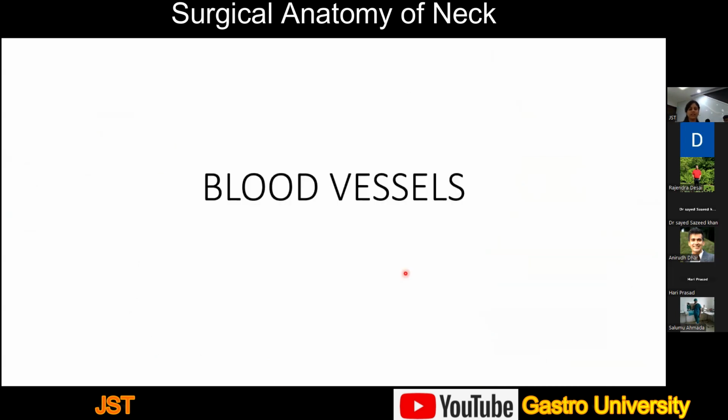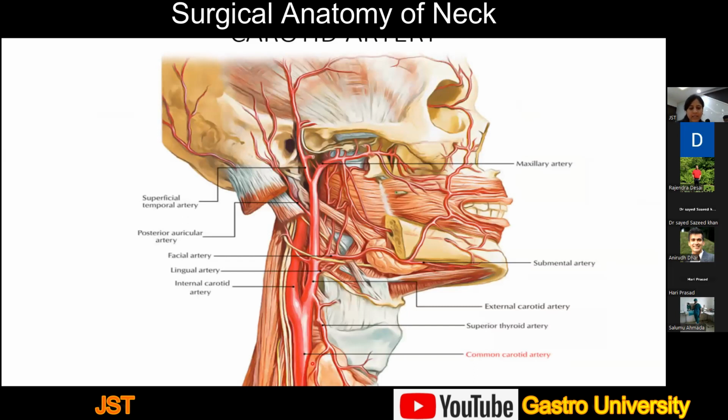So, blood vessels. We know carotid is the main artery of the neck and head. On the left side, it arises from the arch of aorta. On the right side, it's coming from the brachiocephalic trunk. Now, carotid ascends up in the carotid sheath, where it bifurcates into internal carotid and external carotid. How we identify an internal carotid from an external carotid is through its branches. An ICA will never give any branch in the neck, whereas an external will have 8 branches.